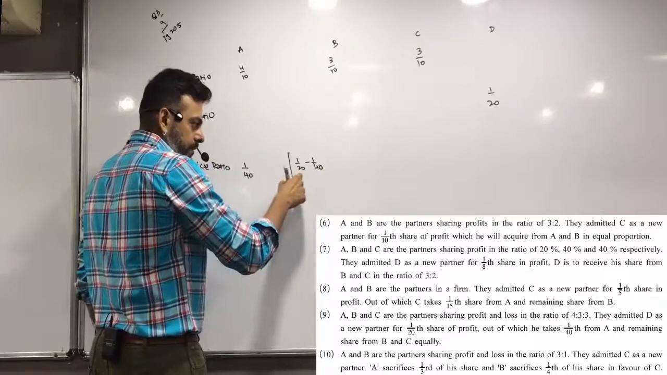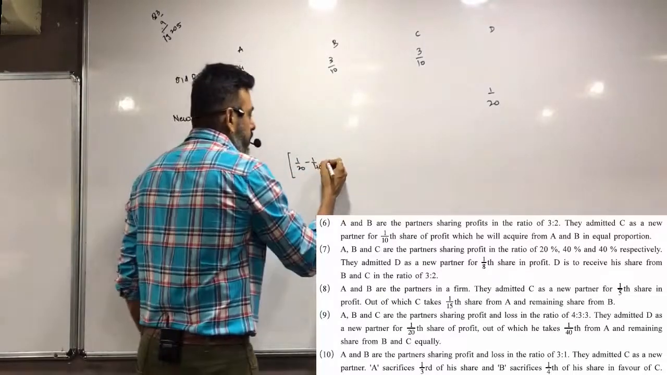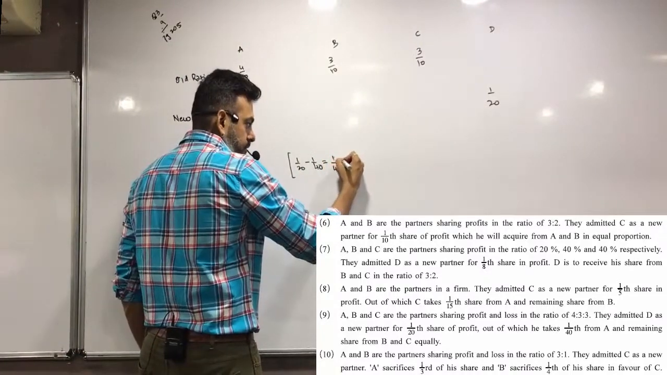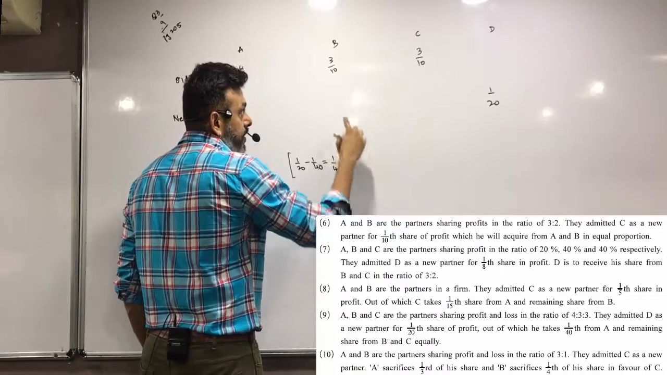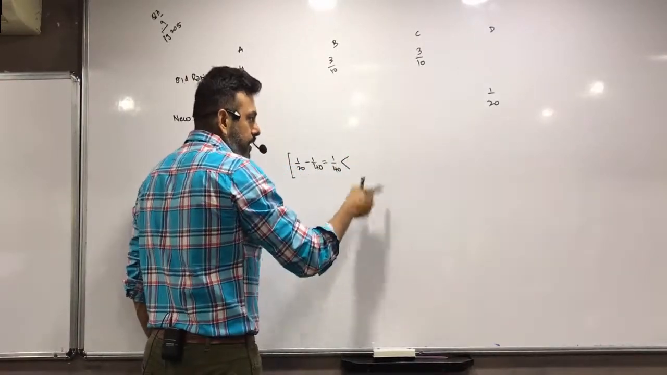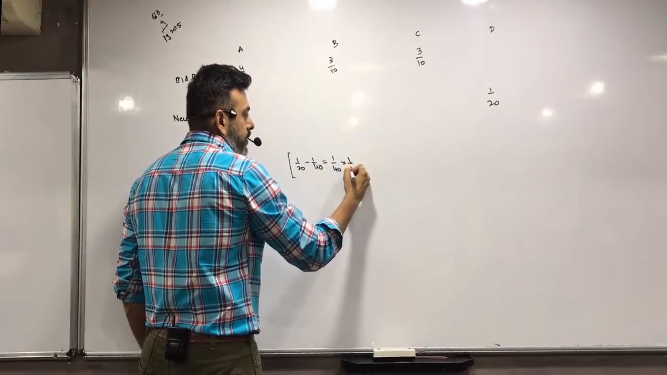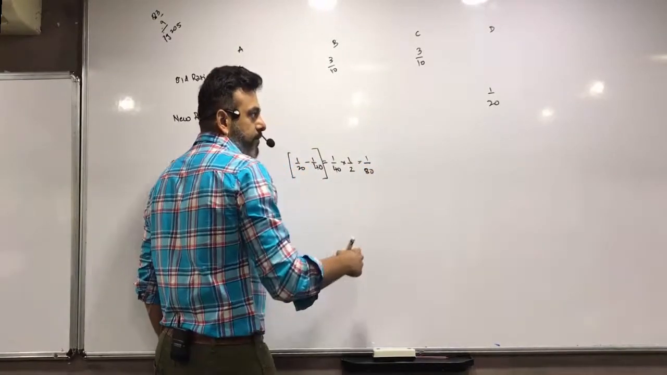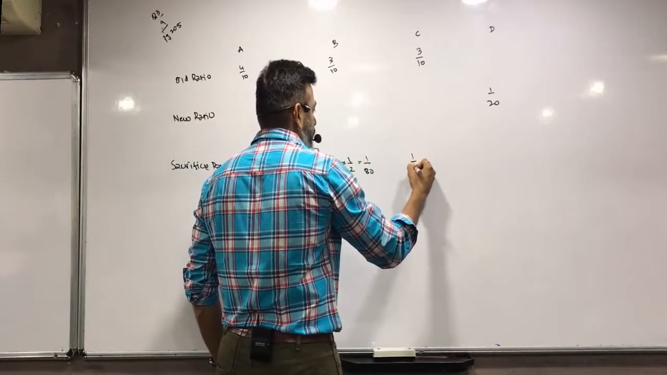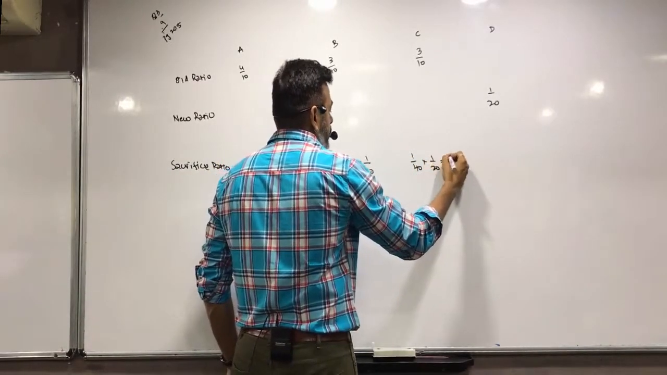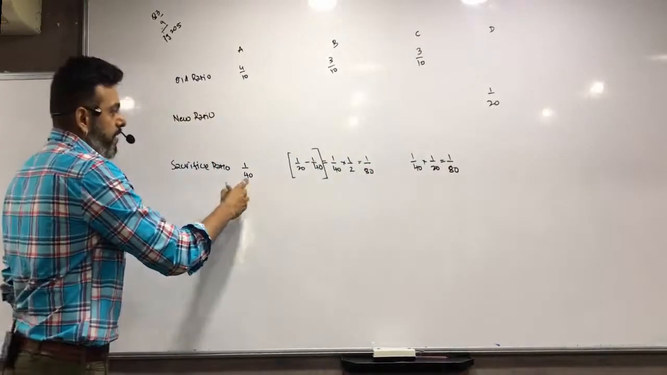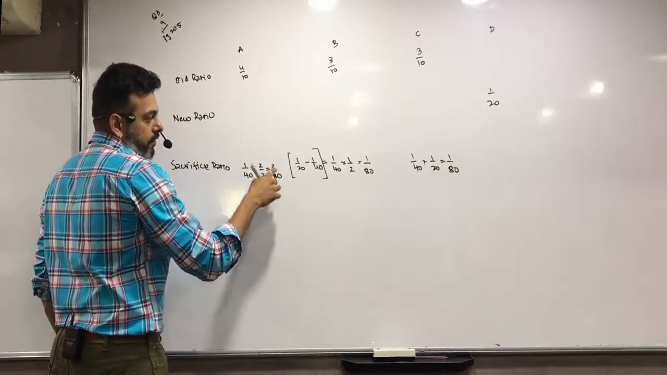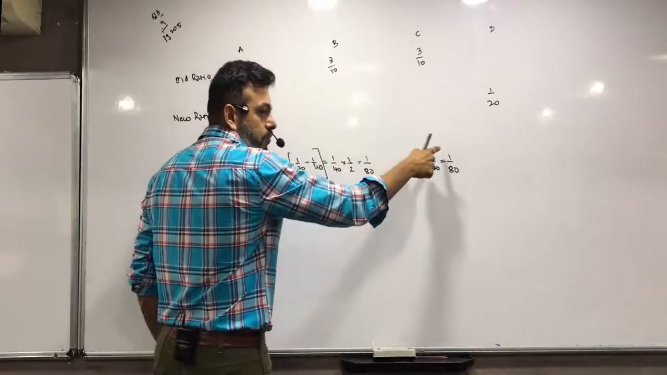1/20 minus 1/40, which is equal to 1/40. This is to be shared between B and C equally. So this will be into 1/2, which is equal to 1 by 80. Over here, again, 1 by 80. And A's 1 by 40 will become 2 by 80. So the ratio is 2 is to 1 is to 1.